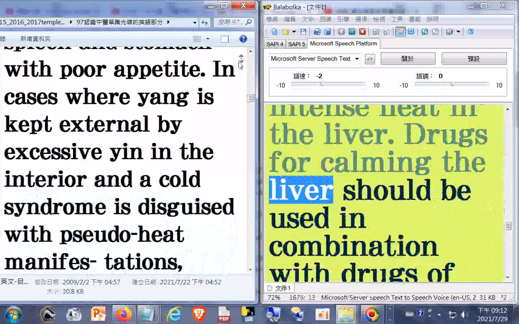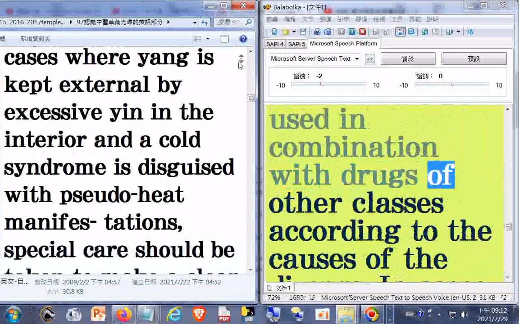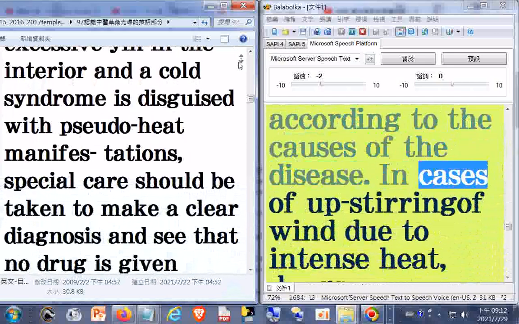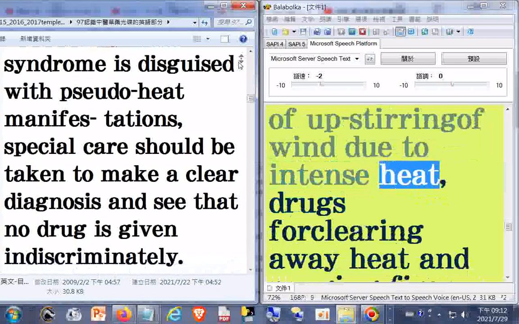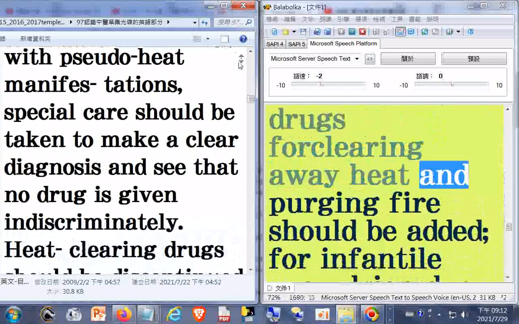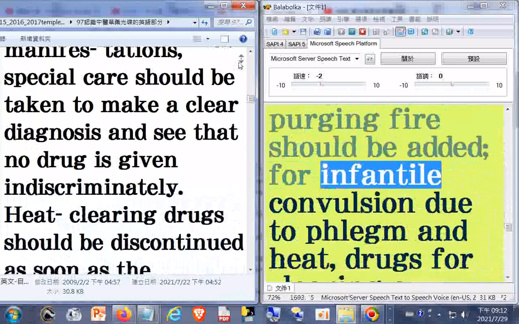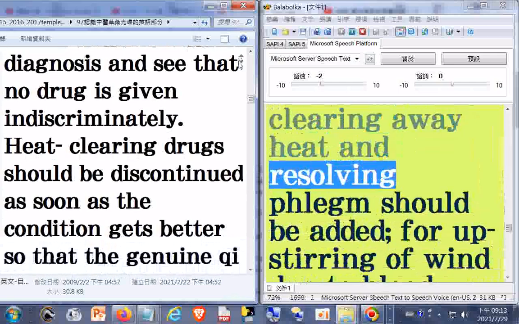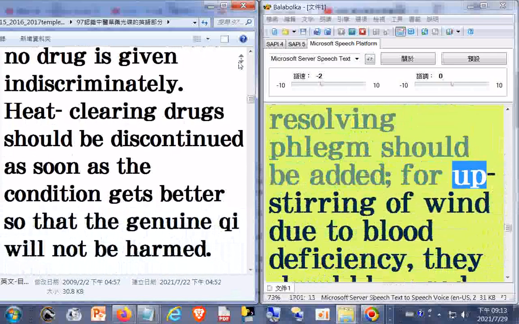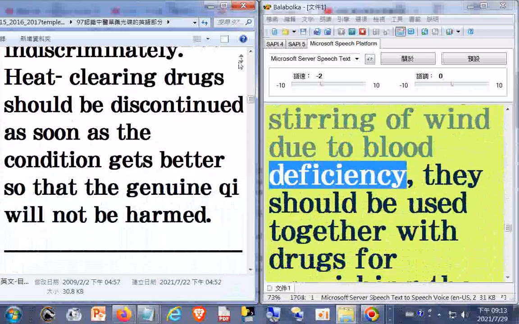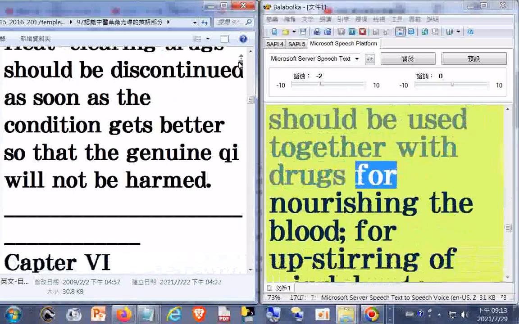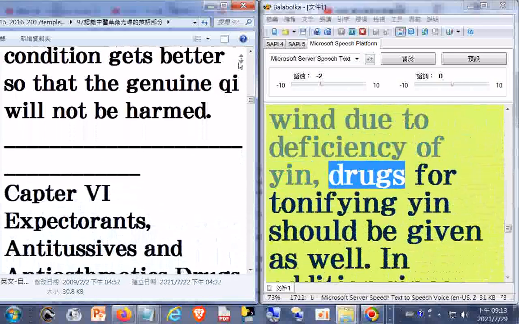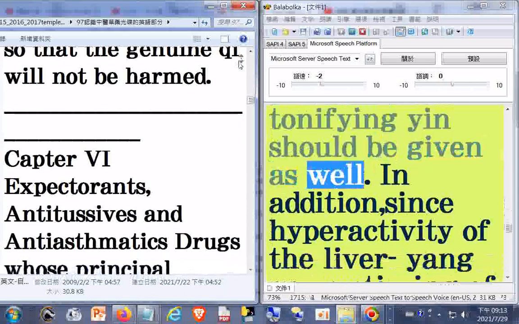Drugs for calming the liver should be used in combination with drugs of other classes according to the causes of the disease. In cases of upstirring of liver wind due to intense heat, drugs for clearing away heat and purging fire should be added. For infantile convulsion due to phlegm and heat, drugs for clearing away heat and resolving phlegm should be added. For upstirring of wind due to blood deficiency, they should be used together with drugs for nourishing the blood. For upstirring of wind due to deficiency of yin, drugs for tonifying yin should be given as well.